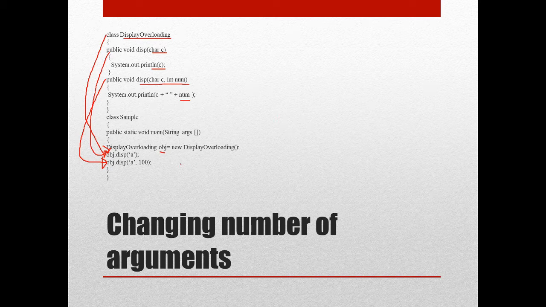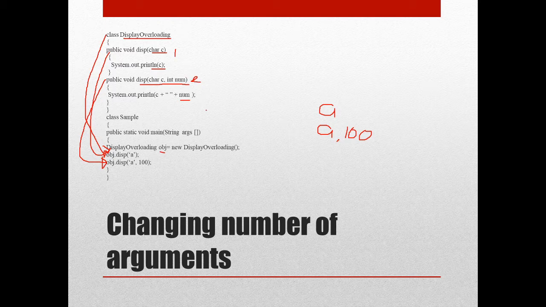Now, what could be the sample output of this? Of course, we said that we have to display c, and the value of c is A, so it will be A, since you are using println here. Now, what about this one? Of course, it will print A, no comma here, and then 100. So that will be the sample output. Did you get that, class? Now, that's the changing number of arguments. We have one argument here, only a character. Here there are two arguments.